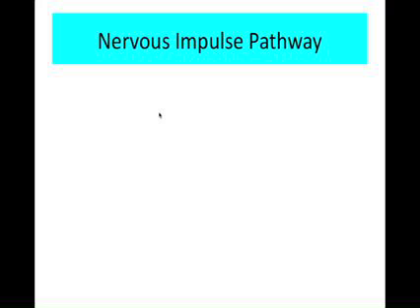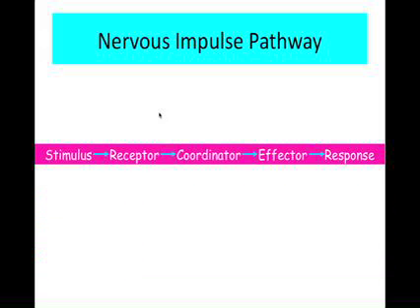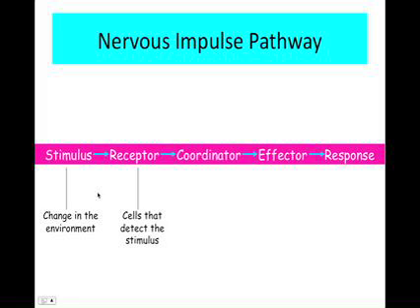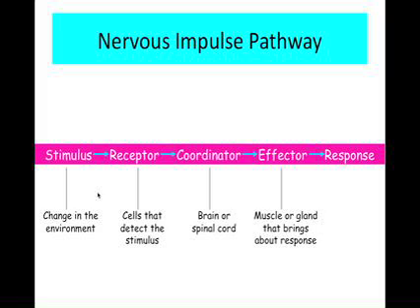Okay, so if we quickly recap, our nerve impulse pathway is as follows. We have a stimulus, which is a change in the environment. We have this affecting a receptor, which are cells that detect the stimulus. We have a coordinator, which controls the action. And we have an effector, which could be a muscle or a gland that brings about a specific response.